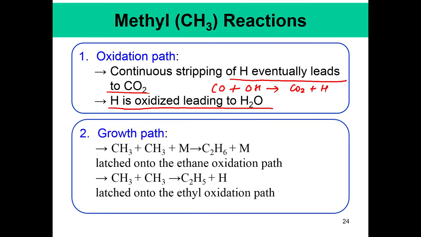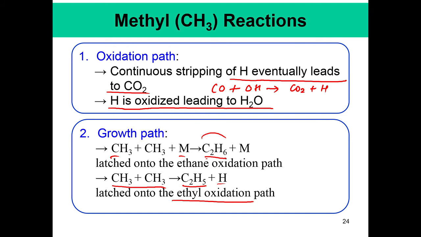But then there is also a growth path, because you will see that if you consider the GRI methane reaction mechanism, it is pretty big in size. What happens is that the CH3 can also combine, in the presence of a third body, to form C2H6. So, from one carbon it forms 2 carbons. So, in the methane reaction mechanism, these larger molecules like C2H6 are also important, and this becomes a part of the ethane oxidation path. And it can also form C2H5 plus H, and it can latch onto the ethyl oxidation path.